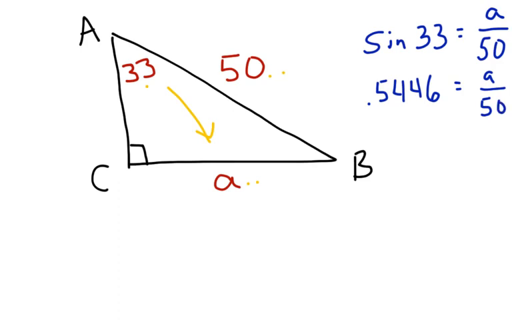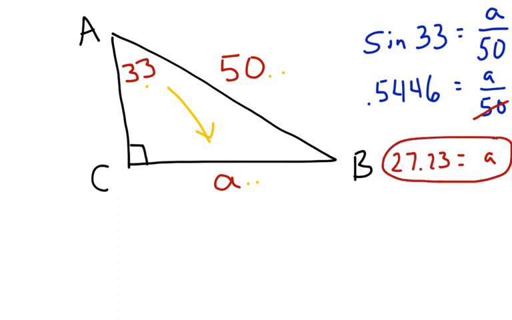And I've got a little bit of algebra to do here. I need to multiply both sides by 50 in order to get A by itself. So I'll do that. I'll multiply this side by 50, and that cancels, leaving me just the A. I'll multiply 0.5446 by 50, and I get 27.23, and that is the answer to the question. What's the length of side A? 27.23.